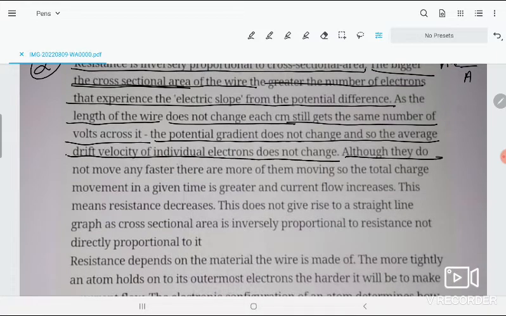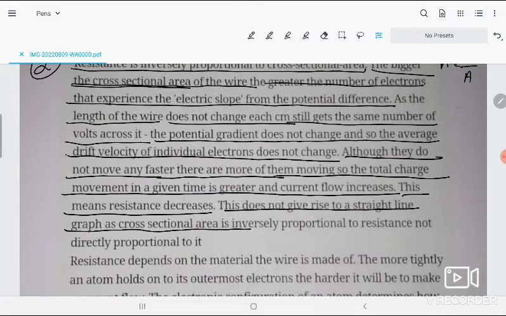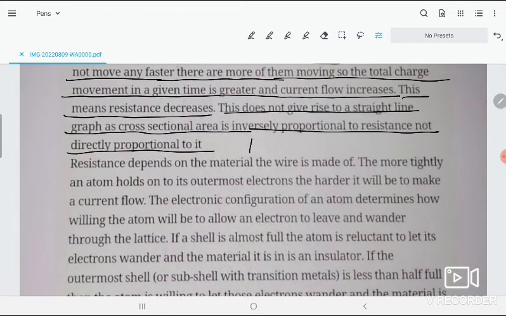Although they do not move any faster, there are more of them moving, so the total charge movement in a given time is greater and the current flow increases. This means the resistance decreases. This does not give rise to a straight line graph, as the cross-section area is inversely proportional to the resistance, and not directly proportional to it. So the resistance is inversely proportional to the area of cross section. Now let's go to the third factor.